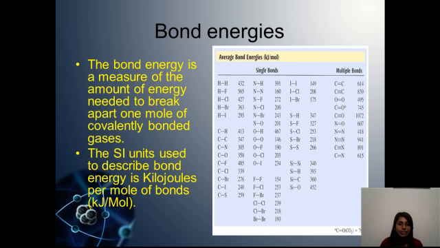The bond energy is the measure of the amount of energy needed to break apart one molecule of covalently bound gases. The SI unit used to describe an energy is kilojoules per mole of bond.